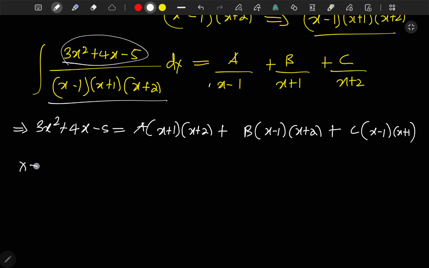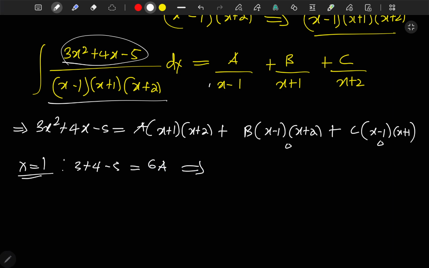So set x equal to 1. If I set this factor equal to 0, I get x equal to 1. Now substitute x equal to 1. If you put x here, that becomes 3 plus 4 minus 5. Everything under x minus 1 will give you 0, so you remain with A. If I put 1 here, that becomes 2. If I put 1 here, that becomes 3. So 3 times 2 is 6A.